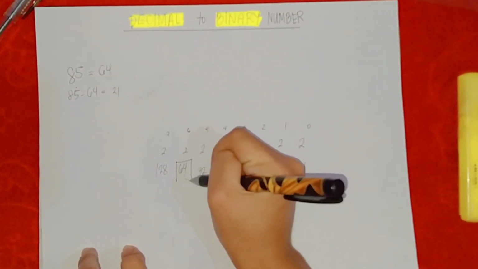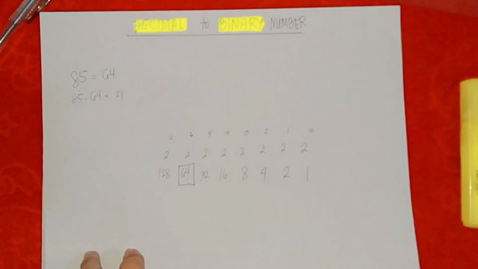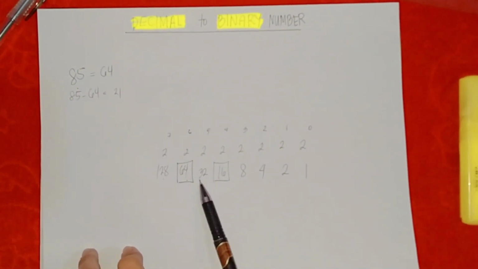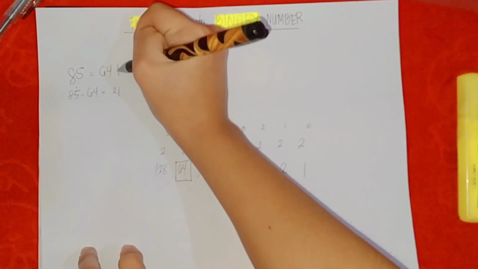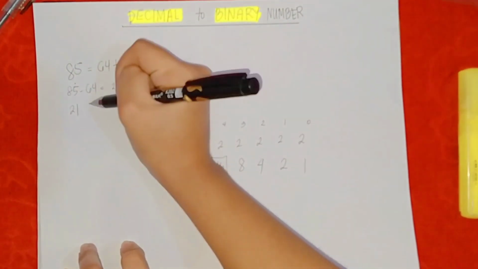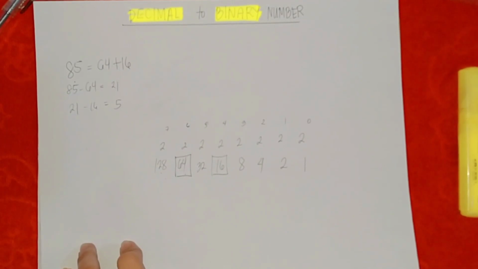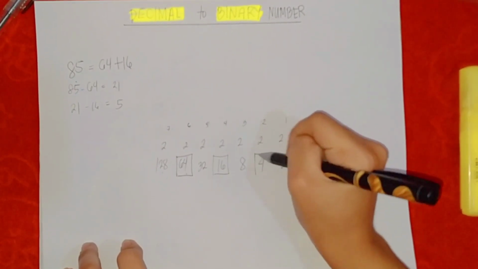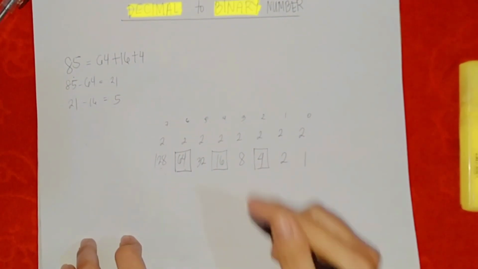So let's box the 64. The next highest number that is less than or equal to 21 would be 16. Again, we will not use 32 because 32 exceeds 21. So let's put here 16, and subtract again. 21 minus 16 is equal to 5. The next highest number that is less than or equal to 5 is 4. Let's put here 4 and subtract again.